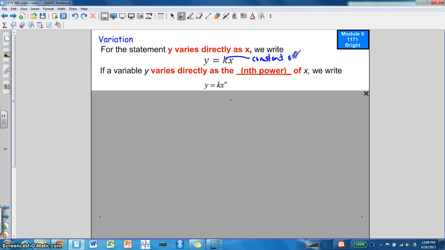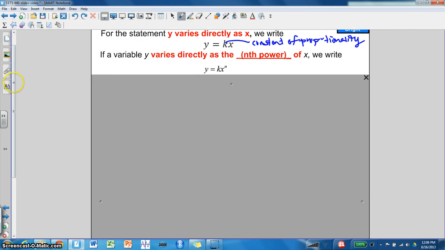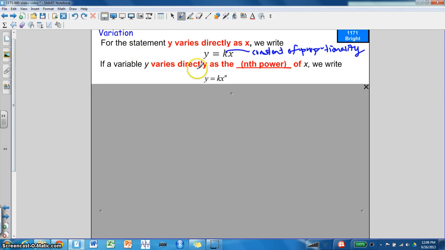So constant of proportionality. Okay. And another way we could modify that statement is if it varies directly as the blank power of x, that would just be having an exponent on x. Okay, first type of variation.